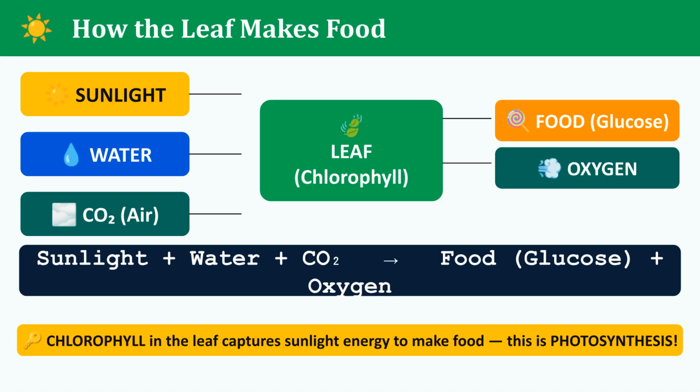Let's repeat the equation together. Sunlight plus water plus carbon dioxide gives us food and oxygen. That is photosynthesis. Without this process, life on Earth would not be possible.